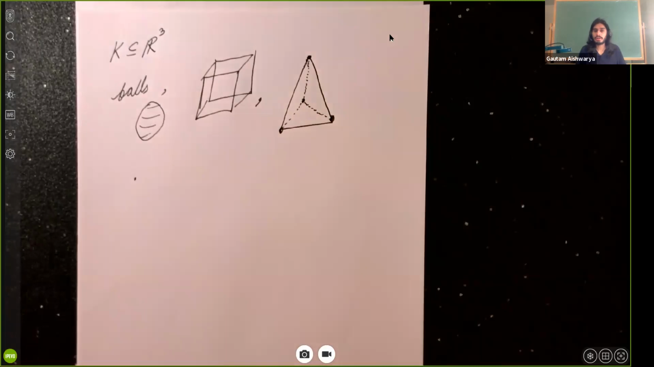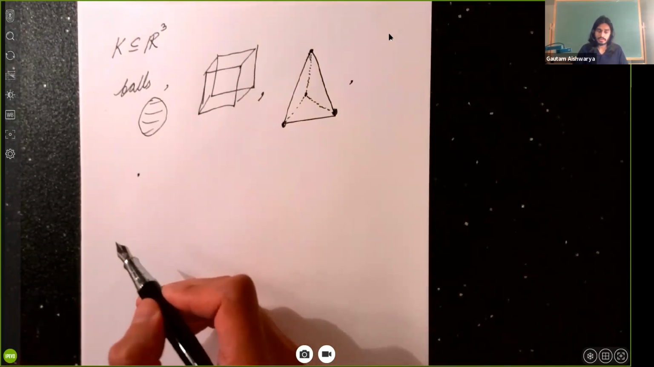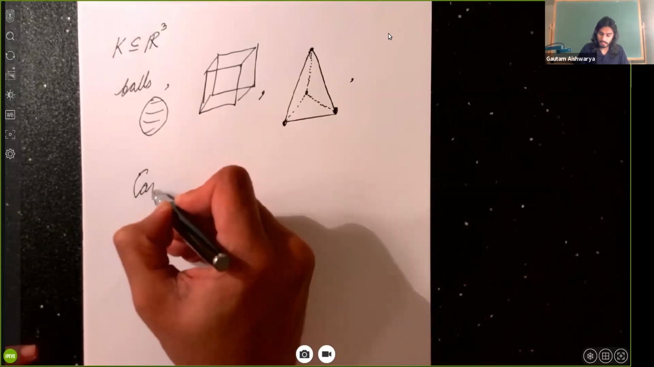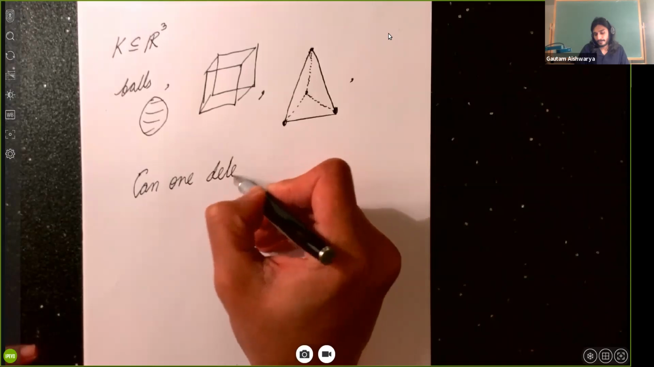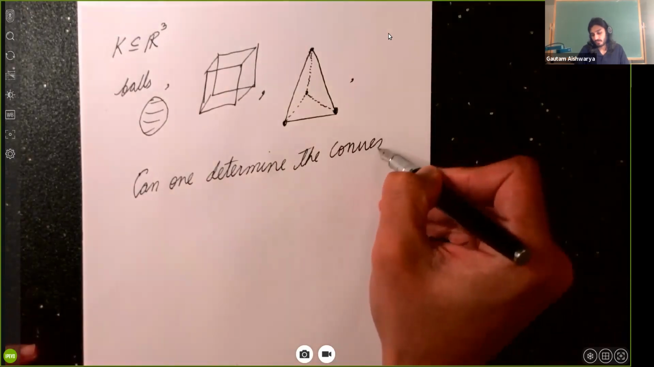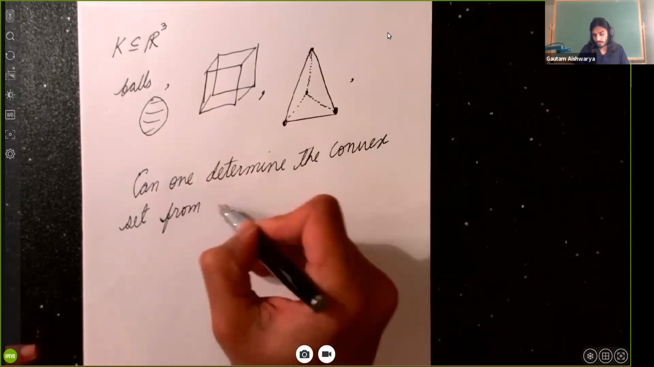Convex sets also naturally occur in a lot of circumstances. For example, the tumors that people have in their bodies are convex. But a lot of the imaging that we do is two-dimensional. So one general theme which is of practical value is: can one determine the convex set from lower dimensional data?